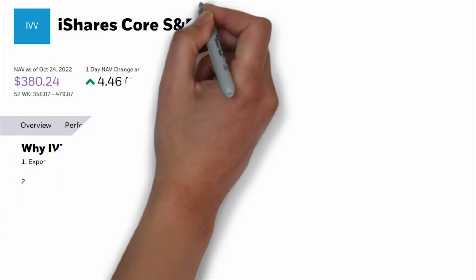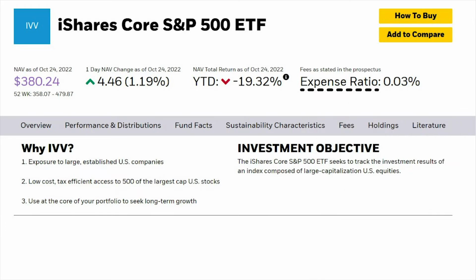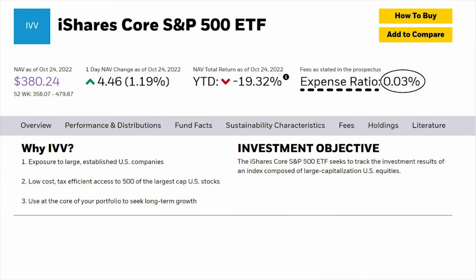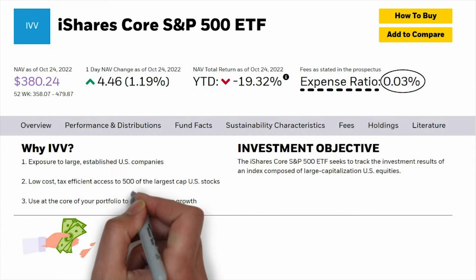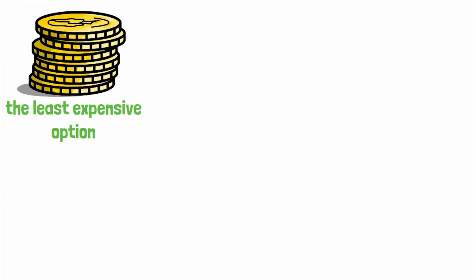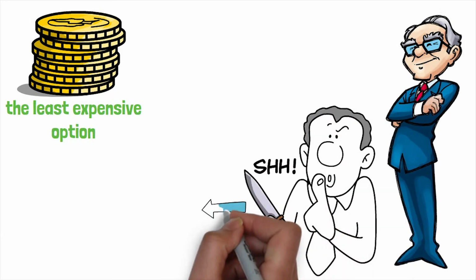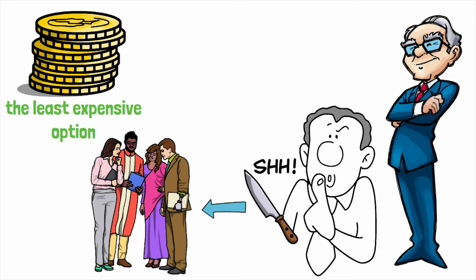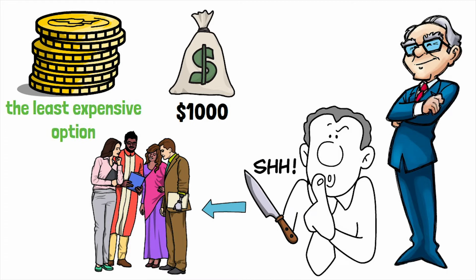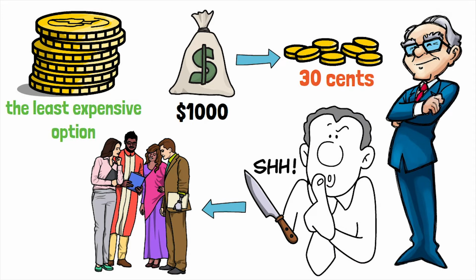Then a little down below you can see their expense ratio. This is probably the most important thing for you to look at first. In this case it is 0.03%. This is the fee you pay on a yearly basis to BlackRock. Always try to choose the least expensive option because, as Warren Buffett says, these fees are the silent killer to every investor. A fee of 0.03% means that if we invest $1,000 in this ETF, at the end of the year, we will be charged only 30 cents, which is very little.